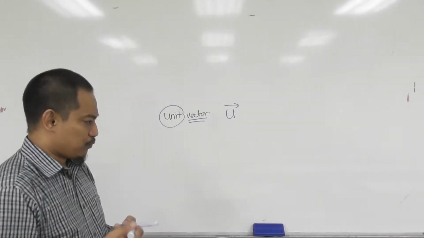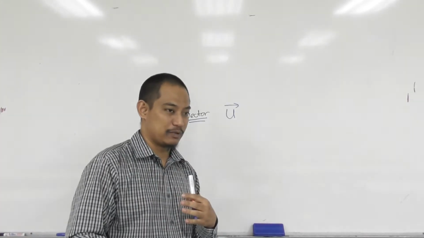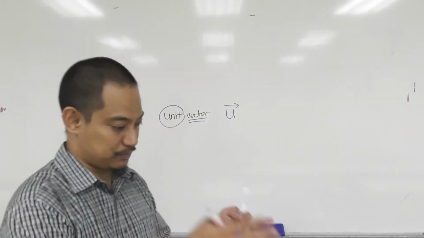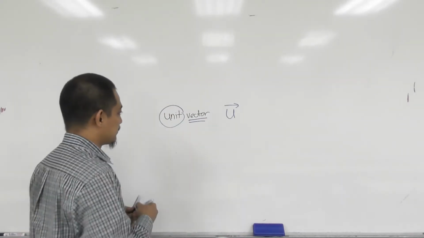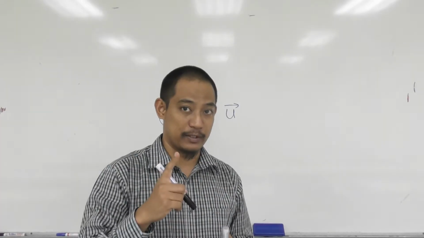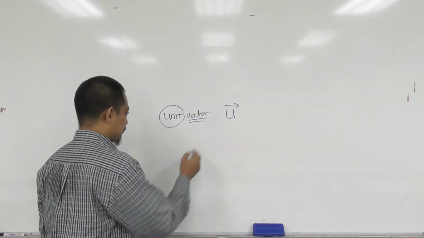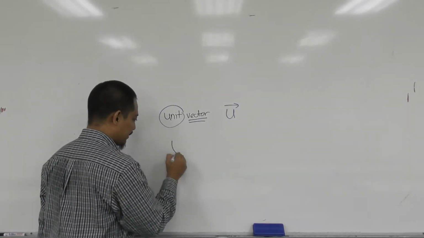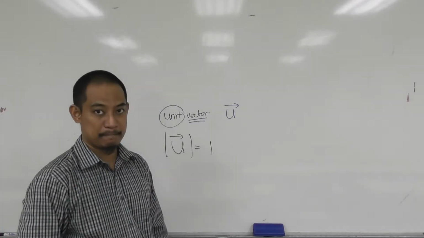Now, what makes this important? Before we go into how it is important, let's define what the characteristic is first. The characteristic first is that the magnitude is 1, right? And if you see the slide, the magnitude of unit vector is 1. What does it mean? It means that if you get the magnitude of the unit vector, it will be equal to 1.